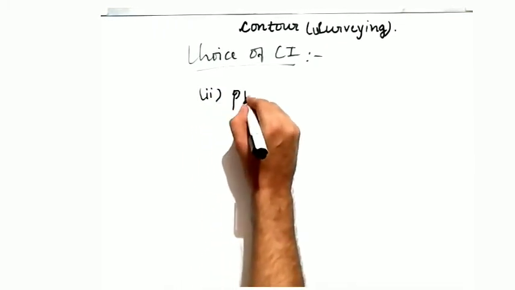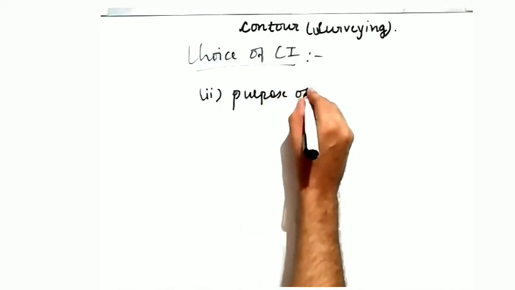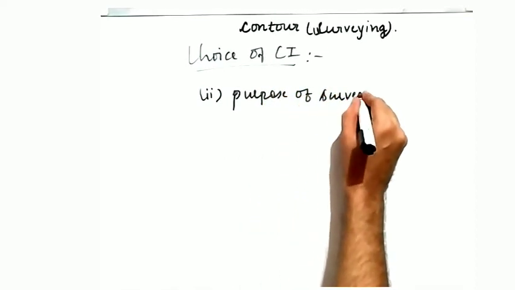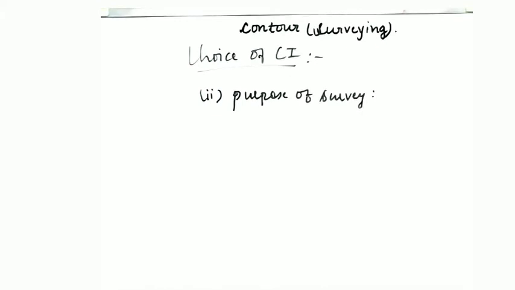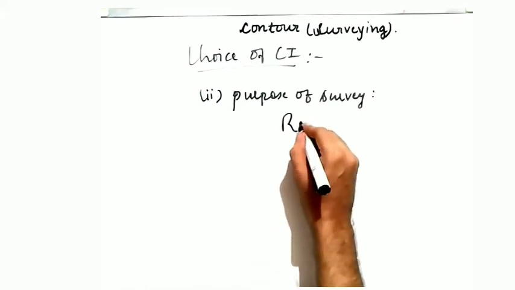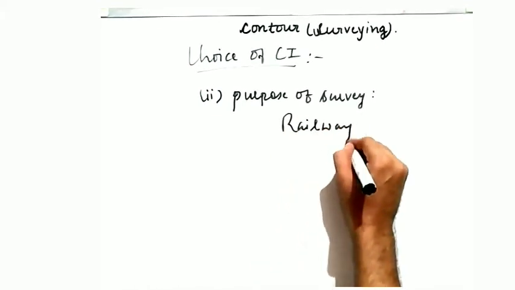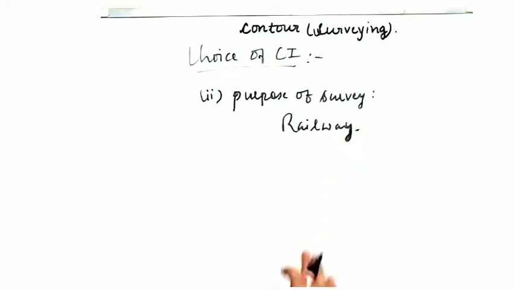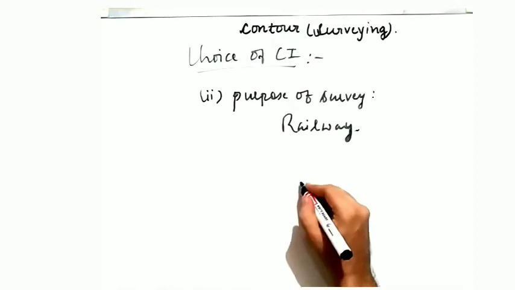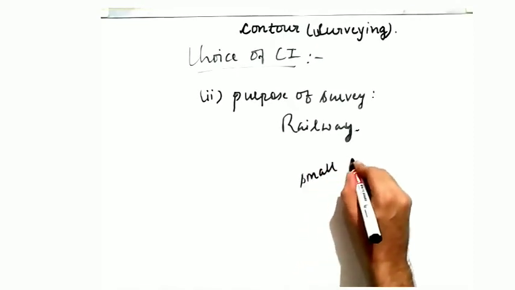the purpose of survey. See, if the surveying is done for a very precious job, suppose you are going for railway survey. This is a very important type of survey. For such surveys, you do not compromise with anything. So you take small contour interval.